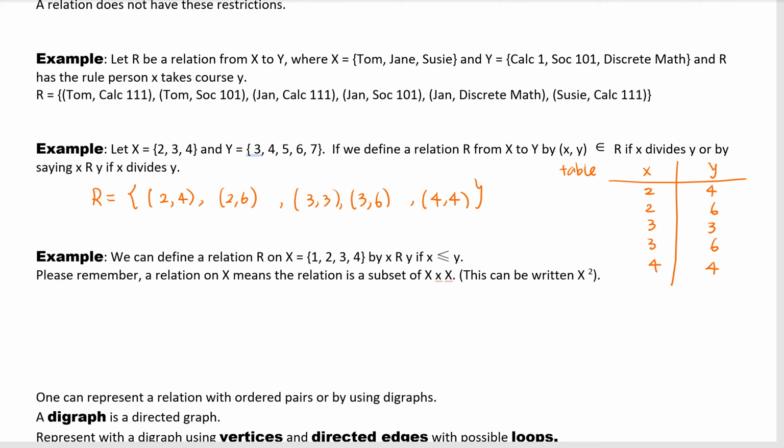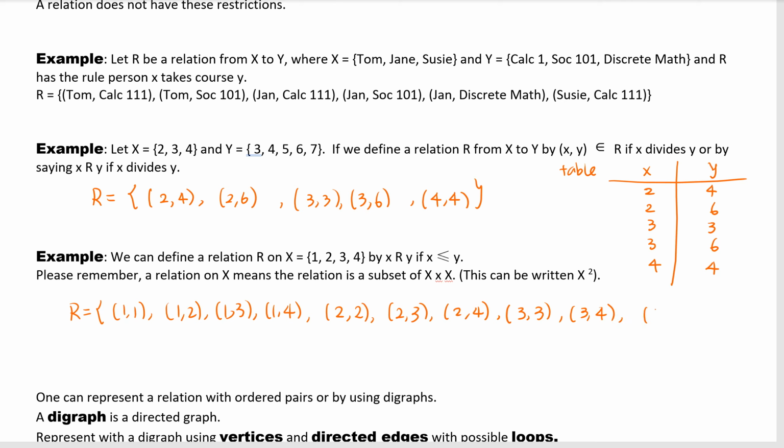Now let's look at the first element, 1. Well, 1 is less than or equal to all numbers in the set X. So that's why we have (1, 1), (1, 2), (1, 3), (1, 4). And then the element 2 is less than or equal to 2, 3, 4, so (2, 2), (2, 3), and (2, 4). And then element 3 is less than or equal to itself and 4. Finally, element 4 is only less than or equal to itself. So this is the relation in this case. Okay? Next.